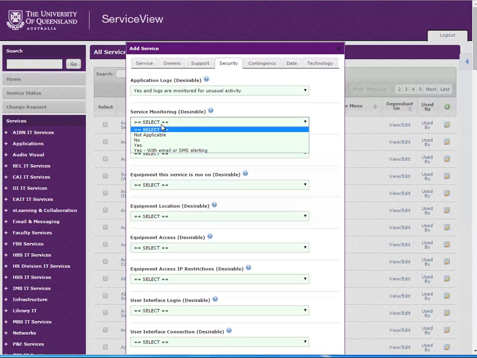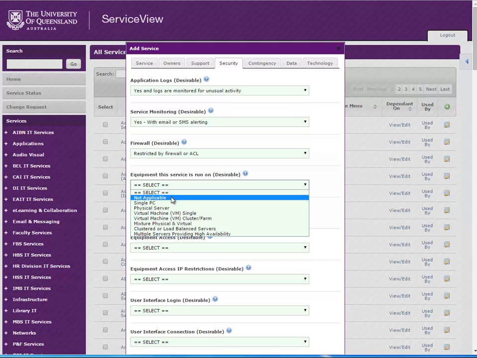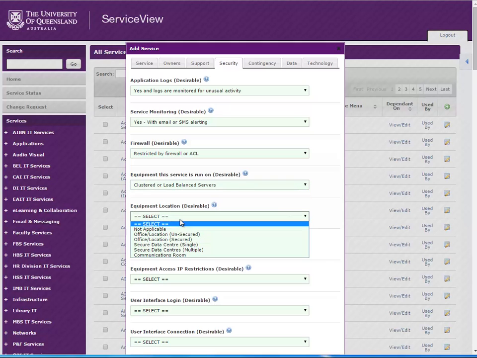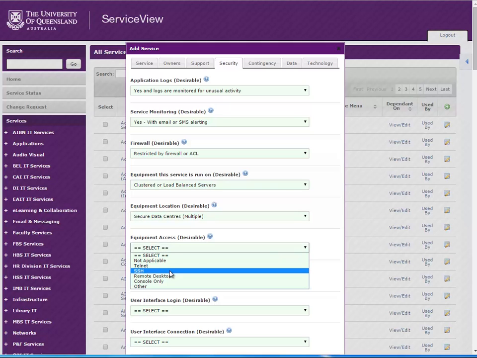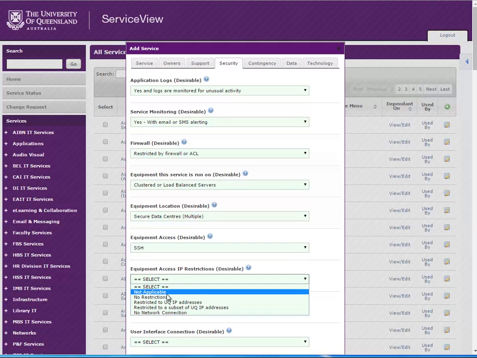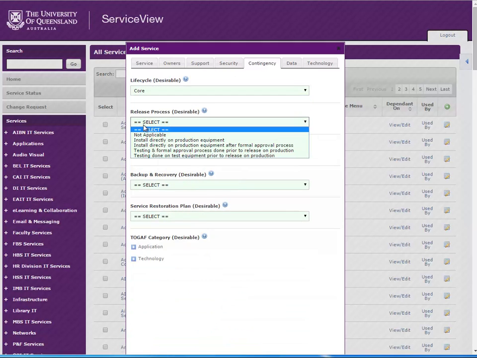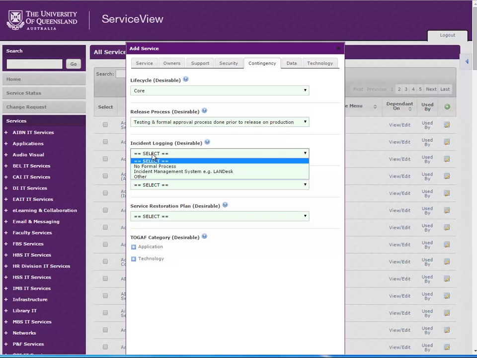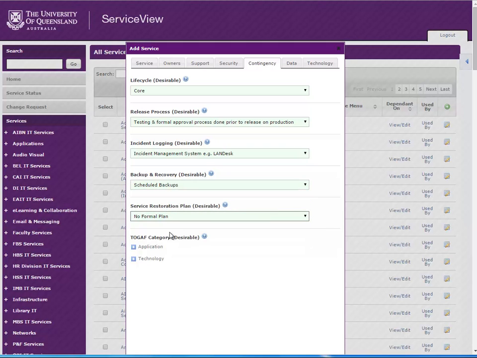Do we keep logs? Is the service being monitored? Is it protected by firewalls? The type and location of the equipment this service uses. Do the engineers connect to the equipment securely? Is access restricted by IP address? More questions are asked about the service, including its life cycle, the release process, how incidents are logged, and what is the backup strategy. The service is then catalogued by its purpose.